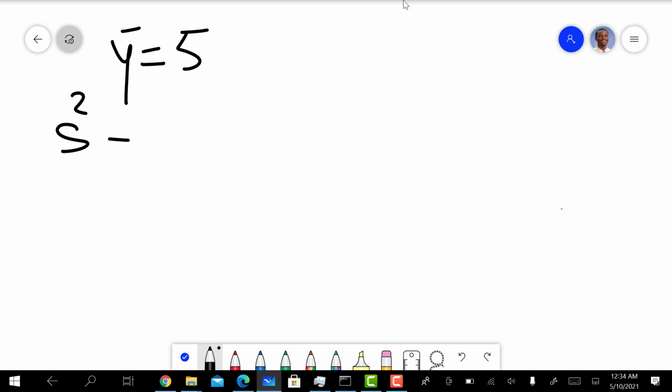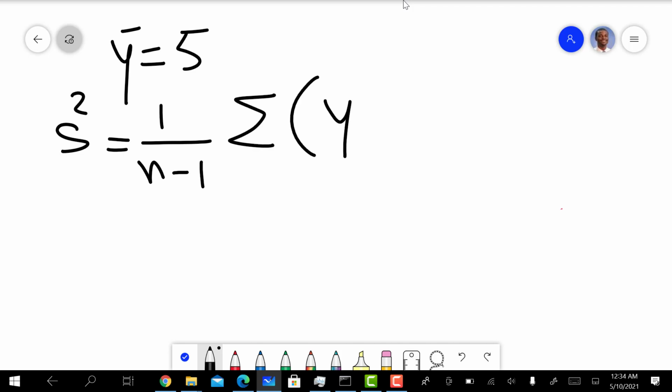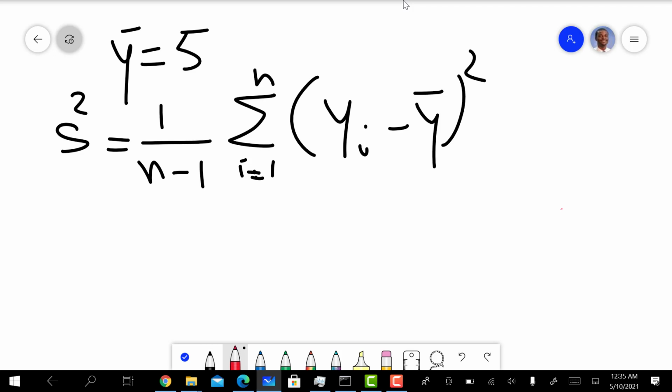This is nothing else but 1 over n minus 1 times the summation of each data point minus the mean, and that is squared. And the data point index can go from 1 to n. So let me explain each part. The reason why the variance is also an average, people talk about the variance as an average, is because you also divide by a certain number of elements, which is represented here, but you're also looking at some data points.